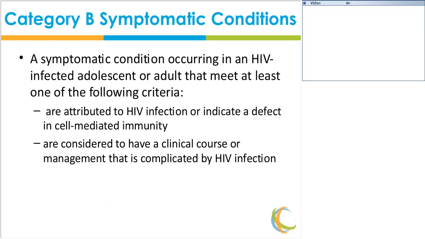Category B symptomatic conditions are all based on two criteria. They are attributed to HIV infection or indicate a defect in the patient's cell-mediated immunity. They can also be considered to have a clinical course or a management piece that is complicated by the patient's HIV infection.